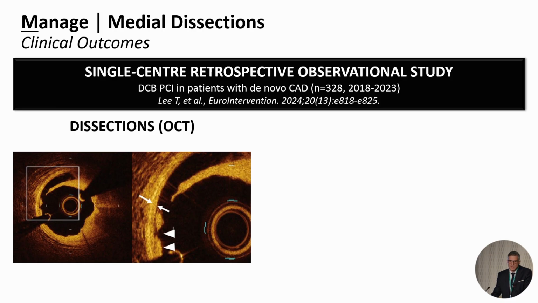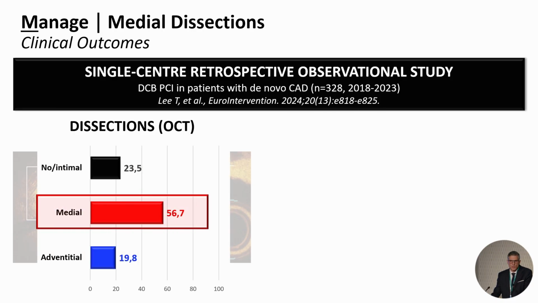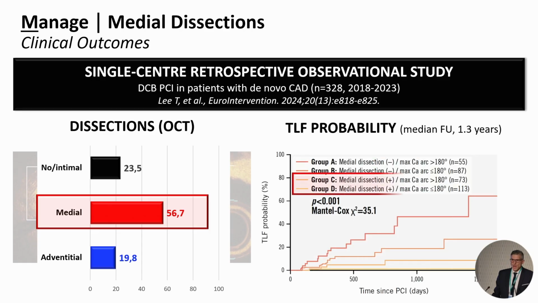This has been extended in a more recent trial. 328 patients who underwent OCT assessment after DCB PCI. As we can see, more than half of dissections involved the media. And these are associated with a reduced probability of target lesion failure, independently of the presence of calcium at the site of the DCB treatment.